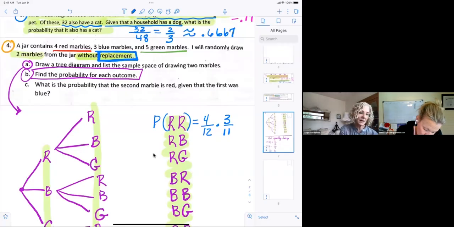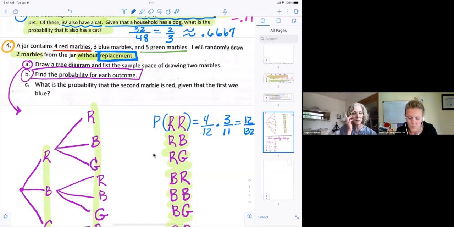So then I would multiply those out and I would get 12 out of 132. And you could get your decimal from there. I just want you to get the concept of how we're coming up with these fractions. So you can take 12 divided by 132 and get approximately 0.0909. Okay, let's do the same for the next one.